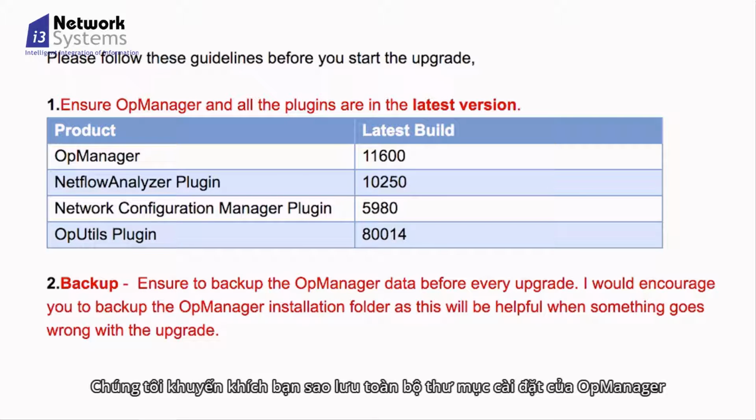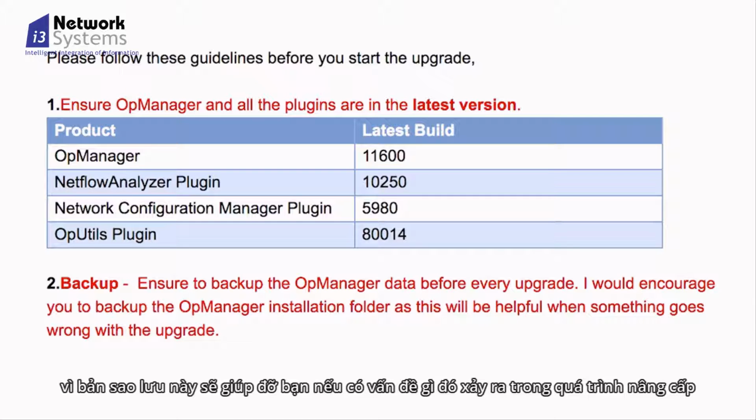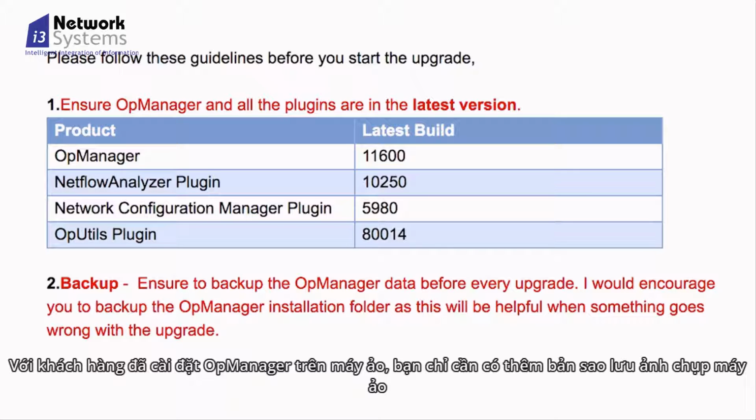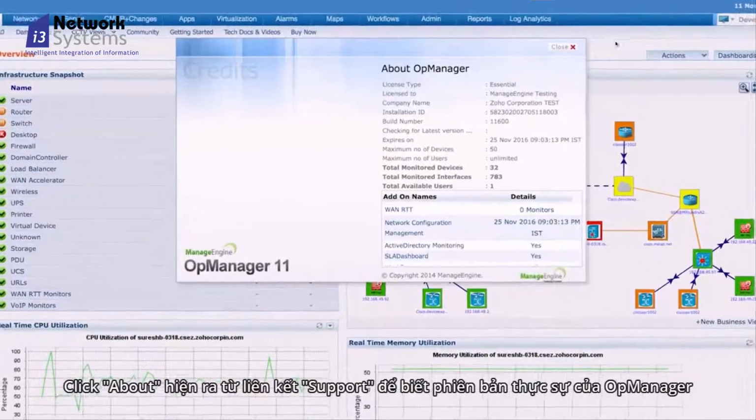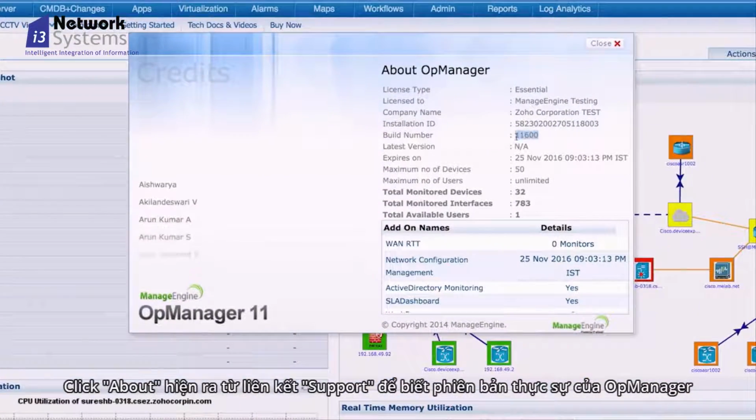I would encourage you to backup the OpManager installation folder, as this will be helpful when something goes wrong with the upgrade. For customers who had installed OpManager on a virtual machine, a VM snapshot backup will be good enough. Click on the About link from the drop-down to know the build number of OpManager.